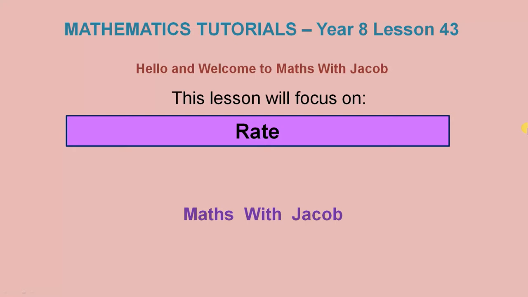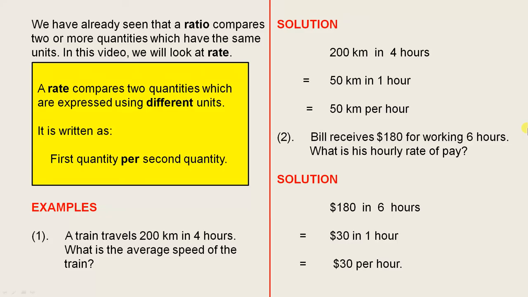This lesson will focus on rate. We have already seen that a ratio compares two or more quantities which have the same units. In this video we will look at rate. A rate compares two quantities which are expressed using different units. It is written as the first quantity per the second quantity. Let's look at some examples to see how this works.